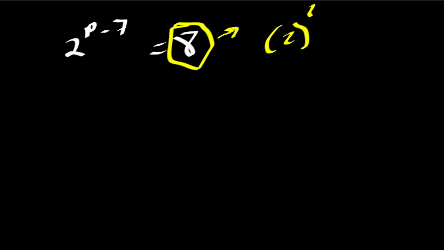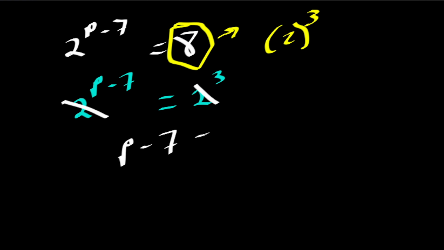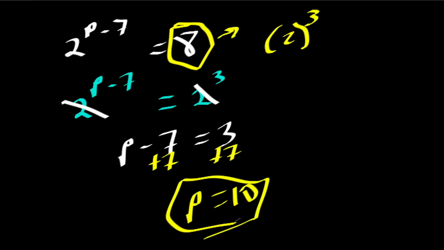And we could actually do this. 2 to the third power is 8. So now we can say 2 to the p minus 7 equals 2 to the third. And now we just turn this into a type 1, so the bases cancel. p minus 7 equals 3. So then we would add 7, and p equals 10. So hopefully that was easy enough.